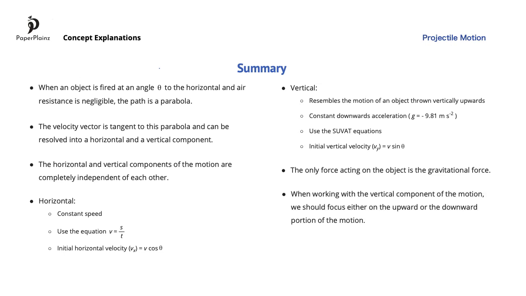The first is that when we are working with the vertical component of the motion, we should focus either on the upward or the downward portion of the motion, and the second, which is logical and straightforward, but people tend to forget about it, is that the time for horizontal motion is the same as the time for the entire vertical motion, which is composed of the upward and the downward portion. This wraps up our discussion of projectile motion and completes the final video of subtopic 2.1.